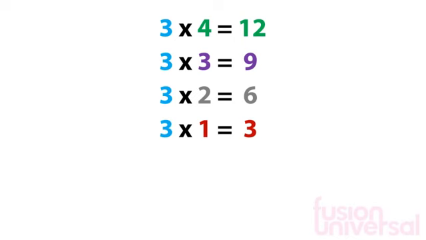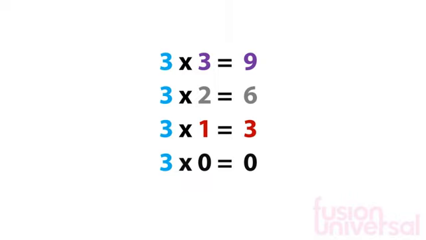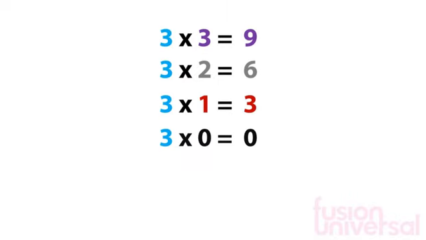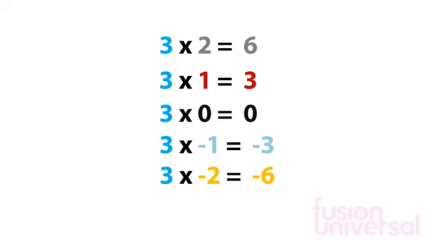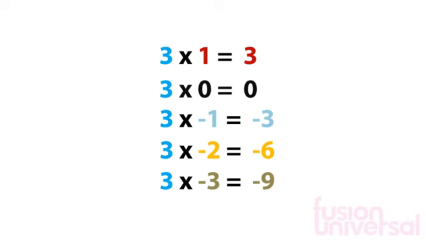We can keep reducing the number we are multiplying 3 by using negative numbers. Again, we would subtract 3 to give us negative 3, and we can start to generate a negative times table. If we look at this negative times table, we can see that a positive multiplied by a negative gives a negative product. We can do the same thing by reducing the first number we are multiplying by.